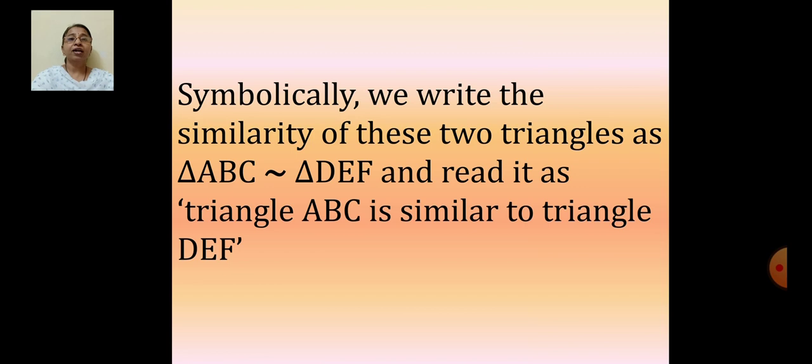So symbolically, how do we write this similarity? We write the similarity of these two triangles as triangle ABC, then this is the sign of similarity, children, similar to triangle DEF, and we can read it as triangle ABC is similar to triangle DEF. Understood? Now after this we will see what the different criteria are for any two triangles to be similar.